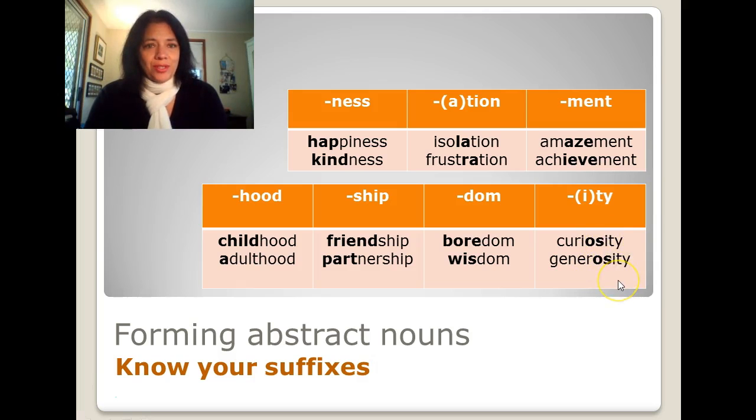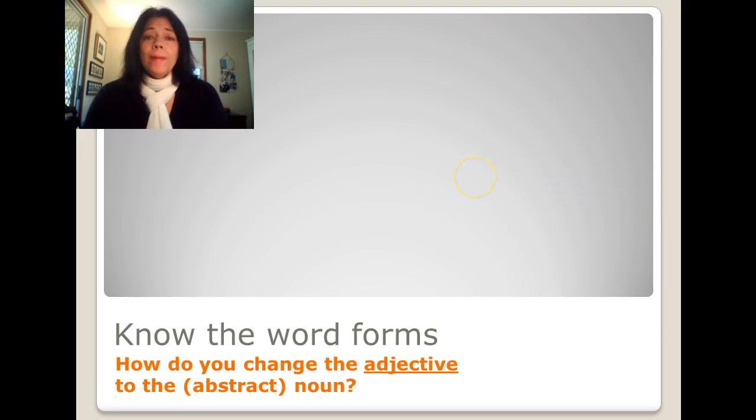And did you notice that with ation and osity, the stress is in the middle of the word? So try to remember that as a little helpful hint. Forming the words. How can we change from an adjective into an abstract noun? Here we go.